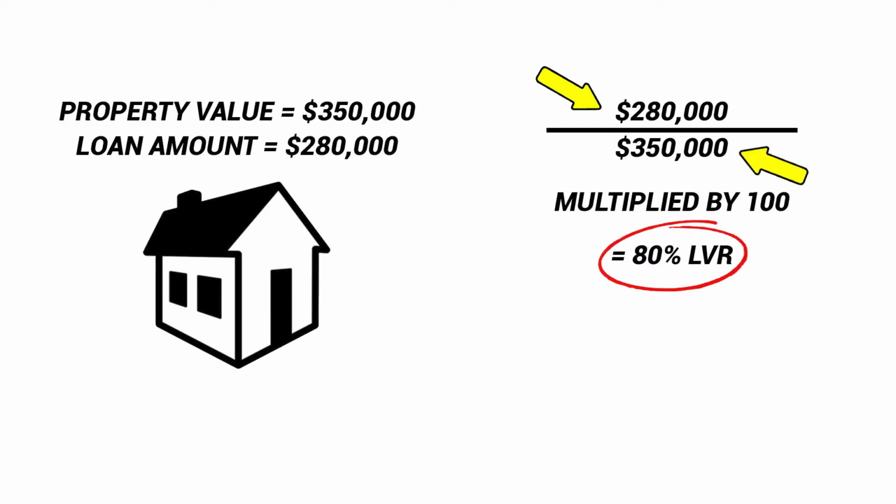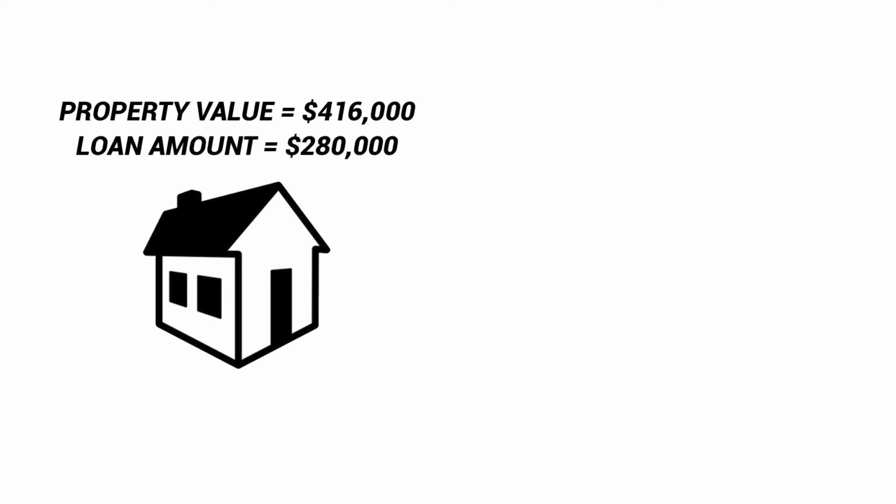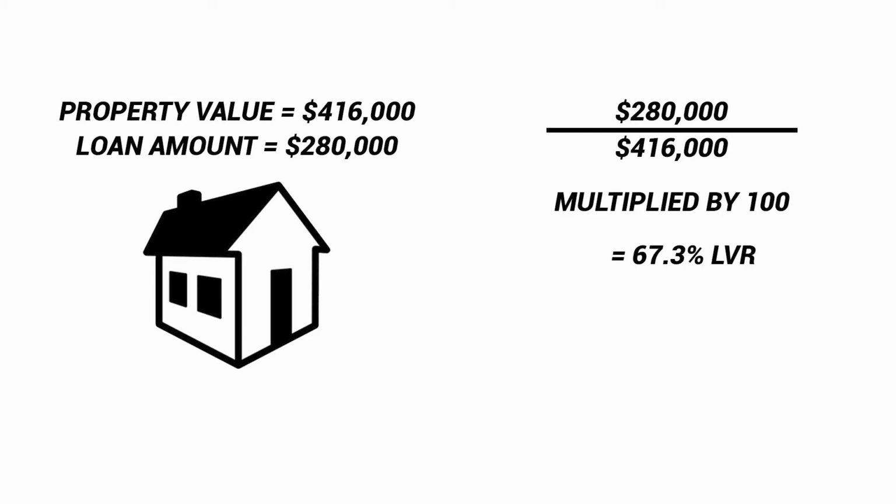$350,000 property value, $280,000 loan, $70,000 equity. Now what happened here? Through capital growth, the value of the property has risen to $416,000. So running the LVR equation, which is simply debt divided by value, $280,000 loan by the new price of the property, $416,000, giving you an LVR of 67.3%.